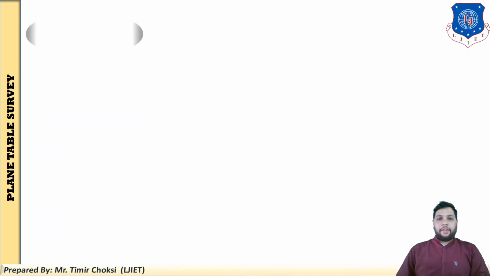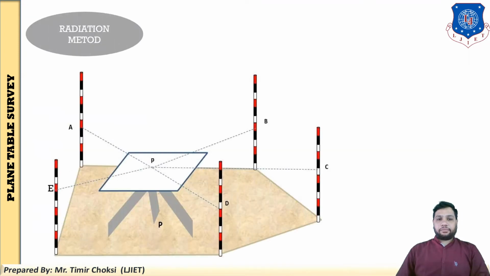Now I will explain about the second method. This is the radiation method top view, like you conduct on a field like this. Here P is the instrument station, meaning the plane table. It's set up at P. A, B, C, D, E are different objects.